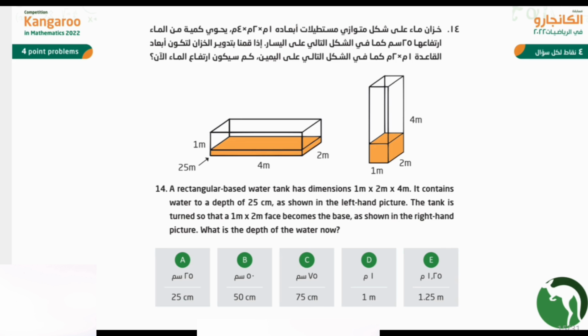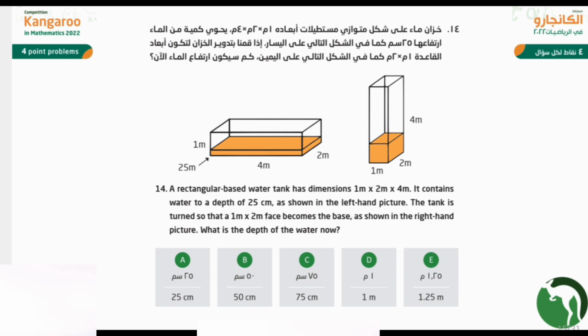Okay, now in question number 14, a rectangular based water tank has dimensions 1 by 2 by 4 meters. It contains water to a depth of 25 centimeters, as shown in the left hand picture. The tank is turned so that 1 by 2 face becomes the base, as shown in the right hand picture. What is the depth of the water now?